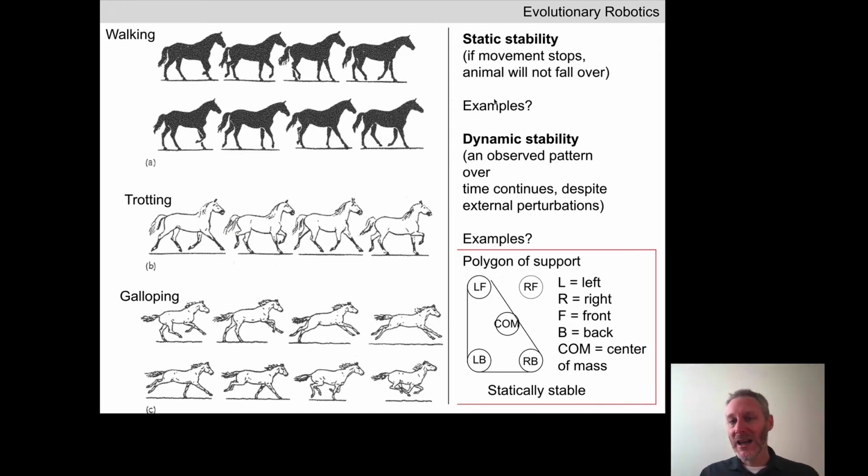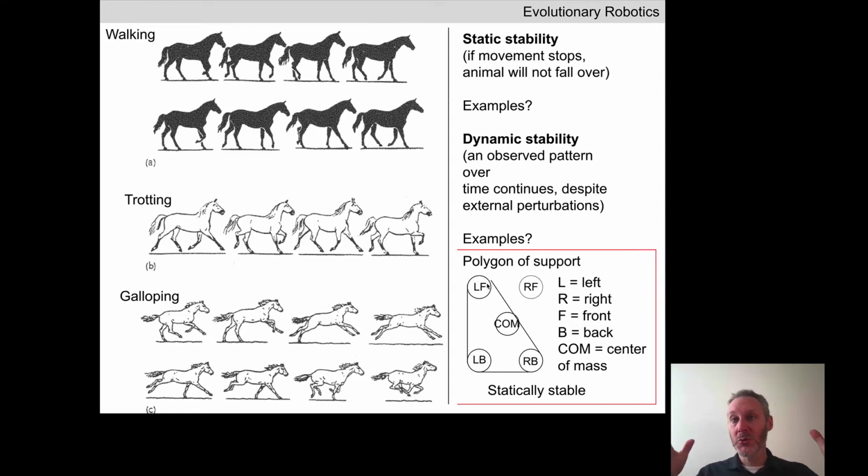This is how we determine static stability, by looking at the polygon of support. If you take a horse or a human and imagine points in time during the gait, for a given point in time you can ask the question: how many, if any, feet are on the ground? In this cartoon example, I'm assuming we have a four-legged animal like a horse. At this point in time, its left front foot, left back foot, and right back foot are on the ground, and its right front foot is off the ground. If we were to reach down with chalk and draw a polygon around the horse's stance feet at that time, we would have this triangle.